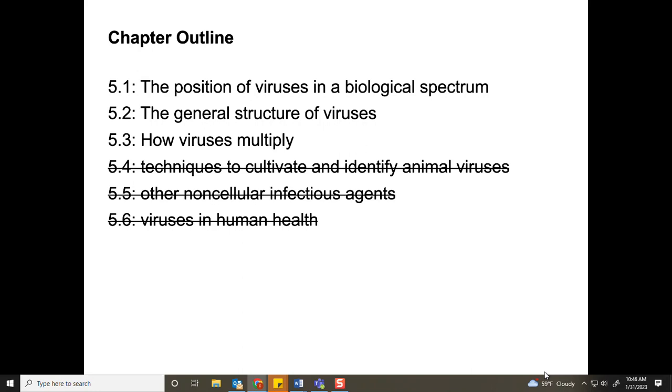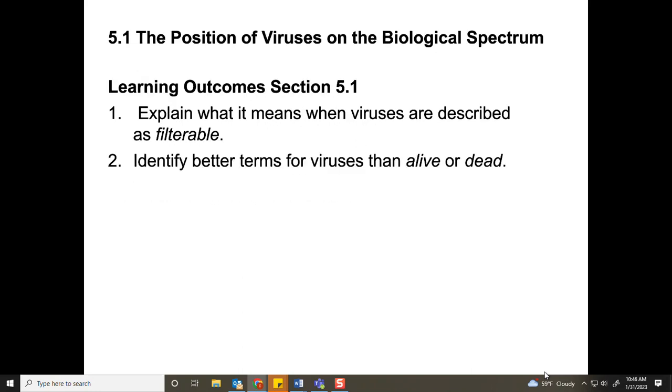So in 5.1, we'll talk about what viruses are and how they relate to the biological spectrum. We'll talk about the general structure of viruses, and then we'll talk about their reproductive cycles. So first and foremost, our learning outcomes for the first section is to explain what is meant when we say viruses are filterable, and to identify better terms for viruses than alive or dead.